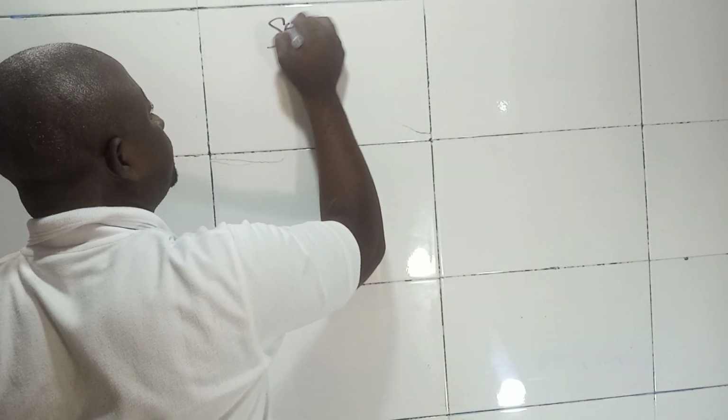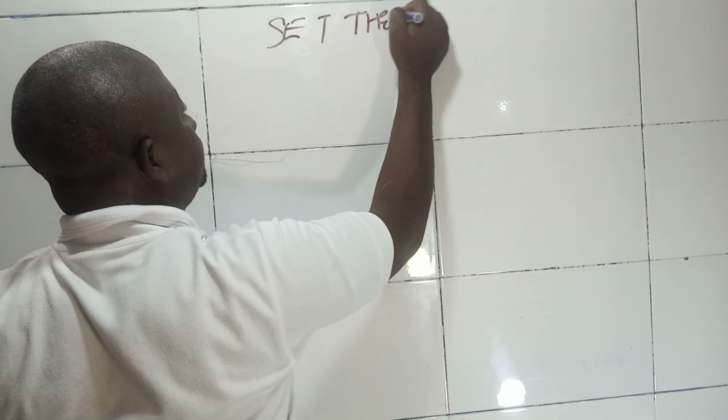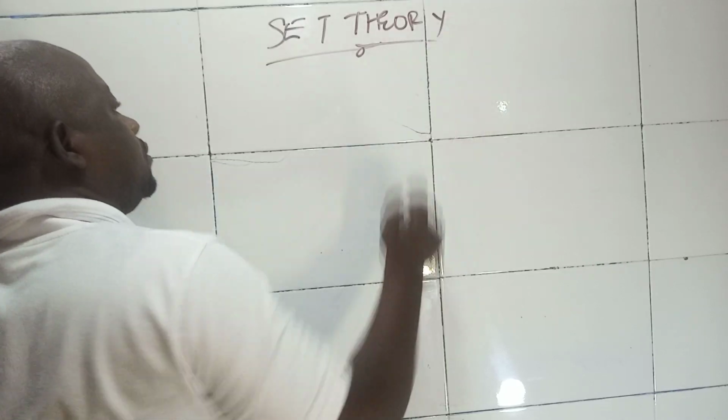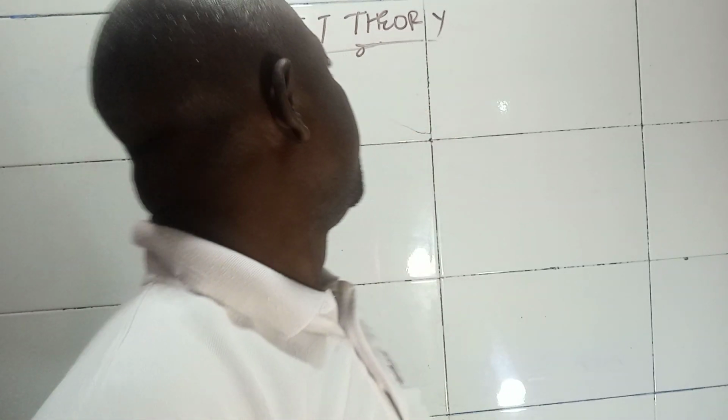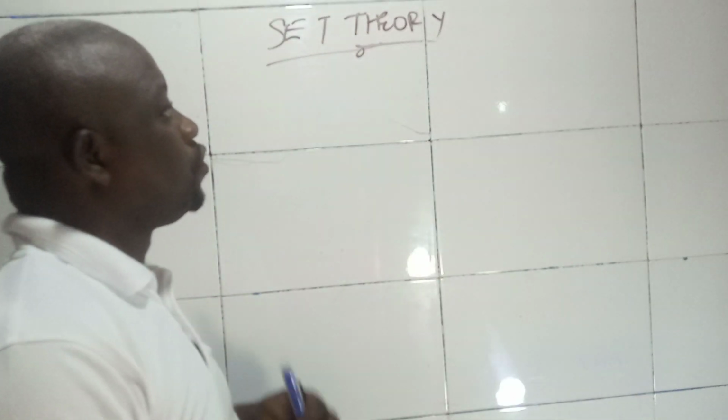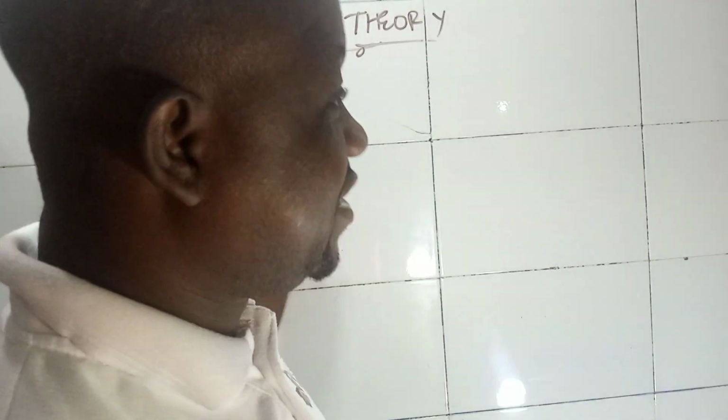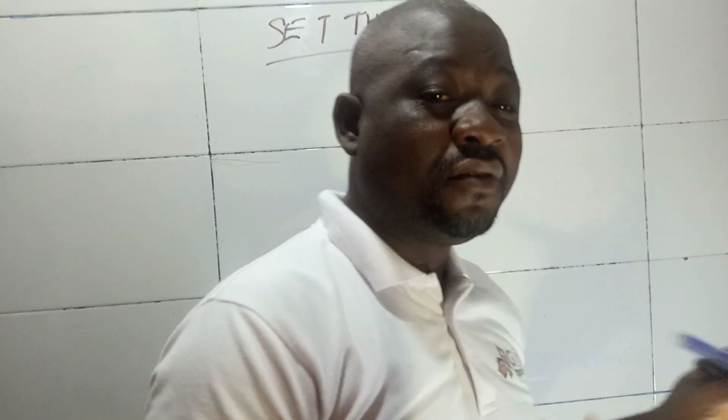Today, we are dealing with the subject mathematics, and in our mathematics today, we'll be talking about set theory. Under set theory, there are some terminologies we really need to treat before talking about the main thing, which is the Venn diagram. But let me just explain the terminologies here. Once you get the terminologies, that's all.